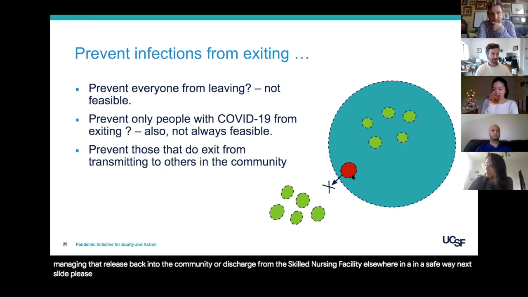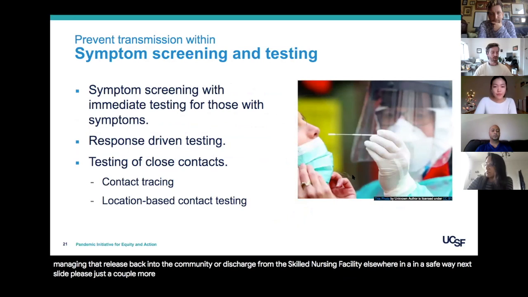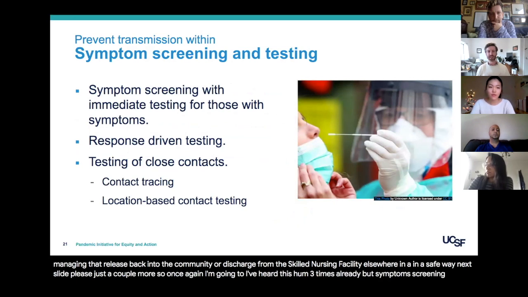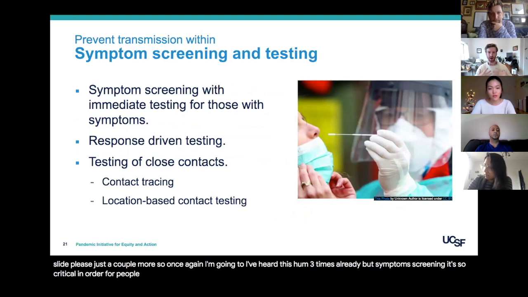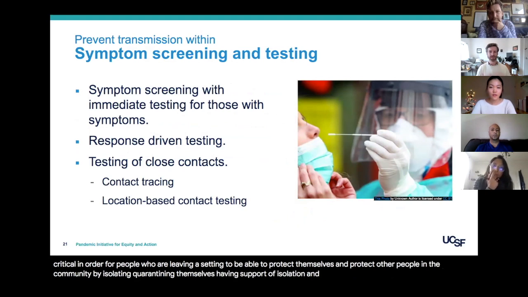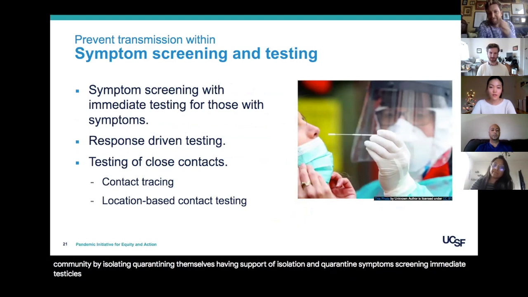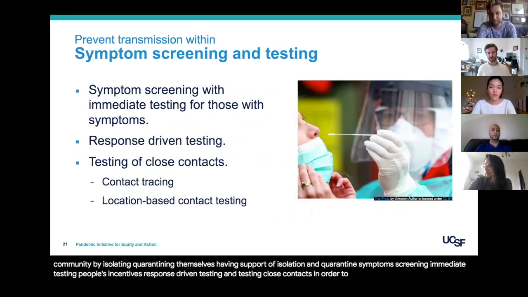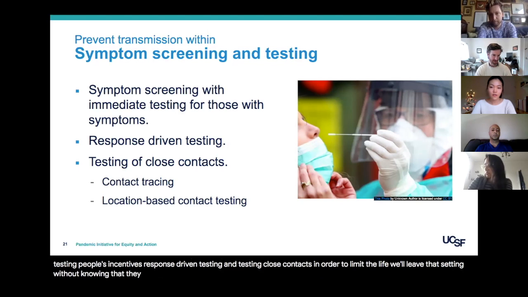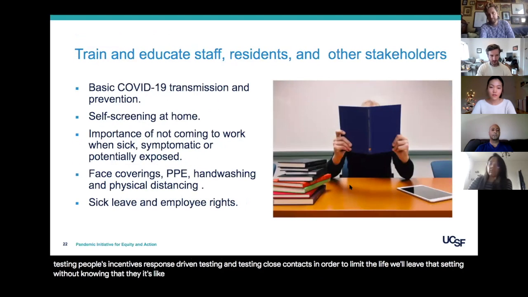Next slide, please. Okay, just a couple more. So once again, I've hammered this on three times already, but symptom screening. It's so critical in order for people who are leaving a setting to be able to protect themselves and protect other people in their community by isolating or quarantining themselves, or having supportive isolation and quarantine. Symptom screening with immediate testing for those with symptoms, response-driven testing, and testing of close contacts in order to limit the likelihood that people who acquire an infection will leave that setting without knowing that they are infected. Next slide. All right, just a couple more to go.